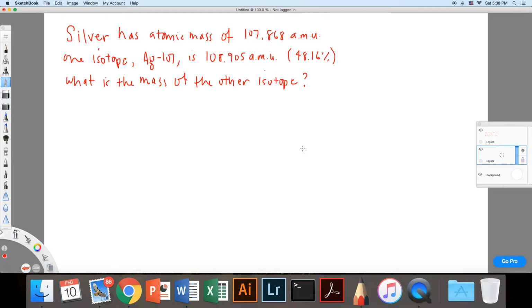Okay, so I have a question from a student about calculating average atomic mass. I don't have a screenshot for this. It's in chapter 2, I think it's section TRO 2.7, I think.